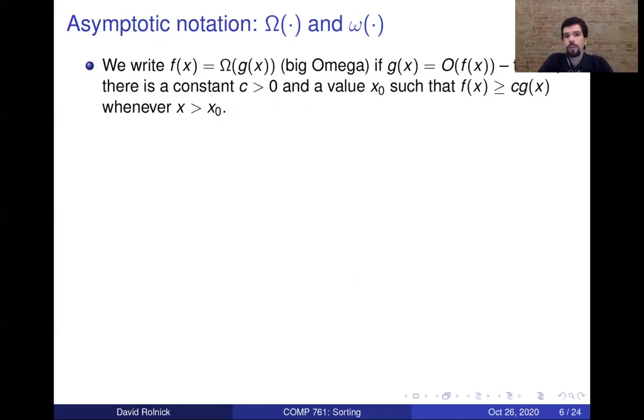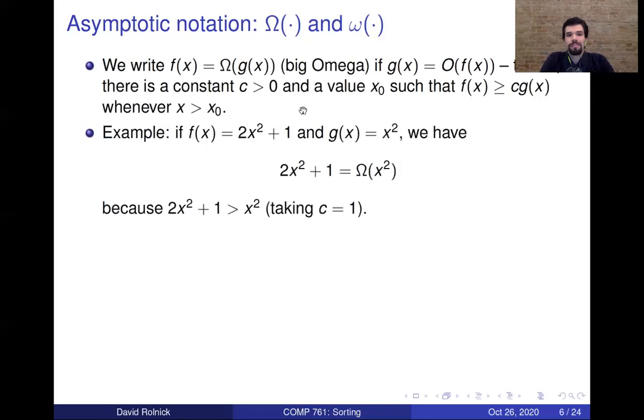And so f of x is big omega of g of x if g of x is big O of f of x. That is, if there's a positive constant c and a value x0 such that f of x is greater than or equal to c g of x whenever x is greater than x0. So remember, big O is like asymptotically less than or equal to. Big omega is asymptotically greater than or equal to.